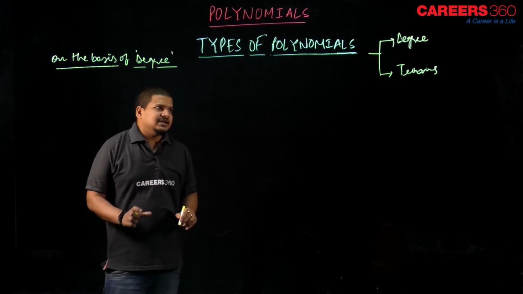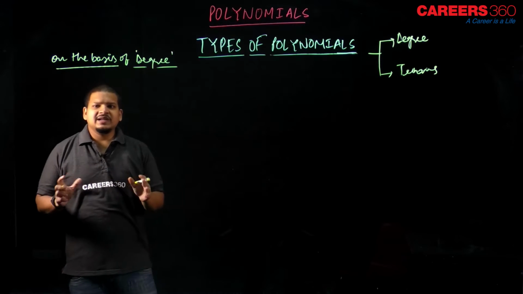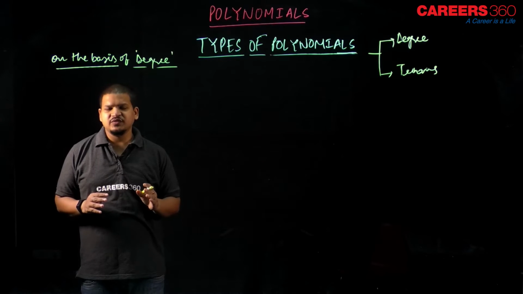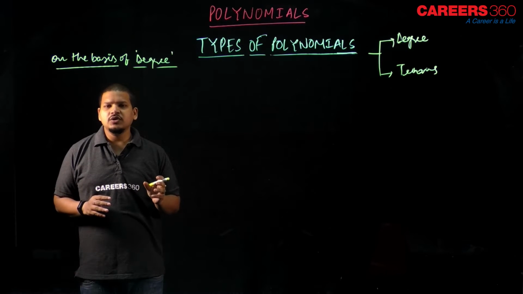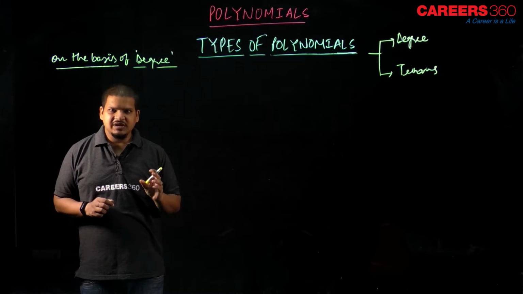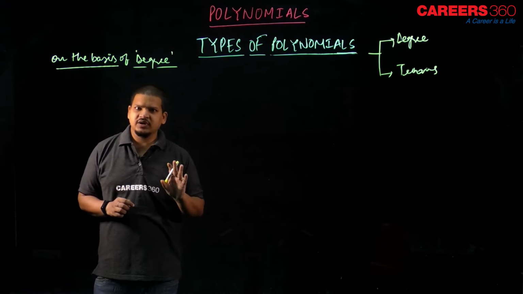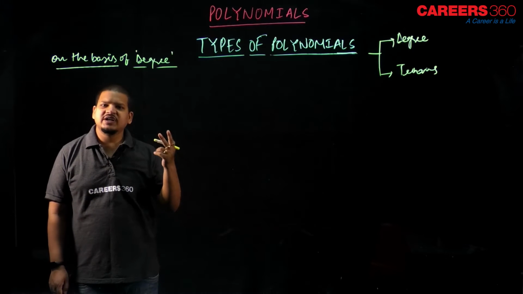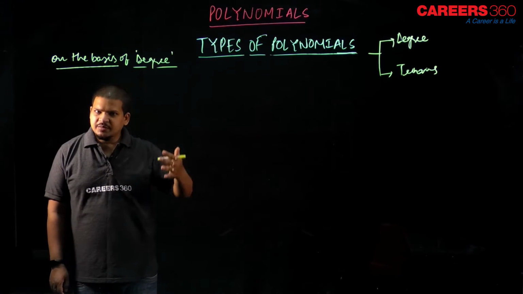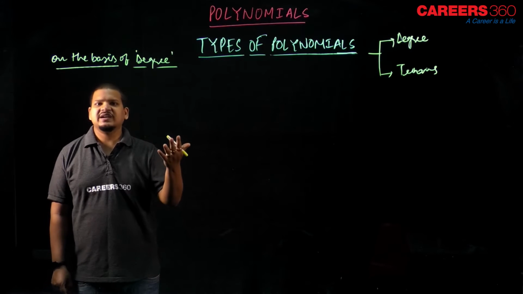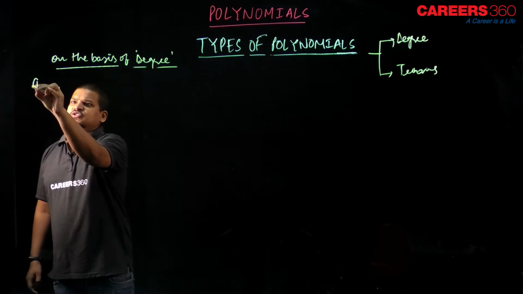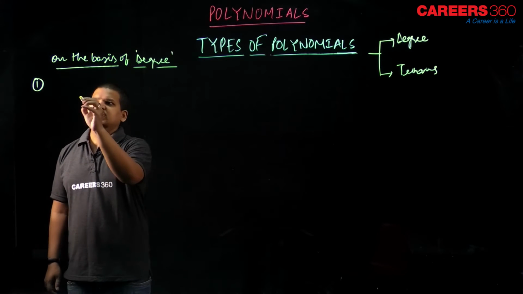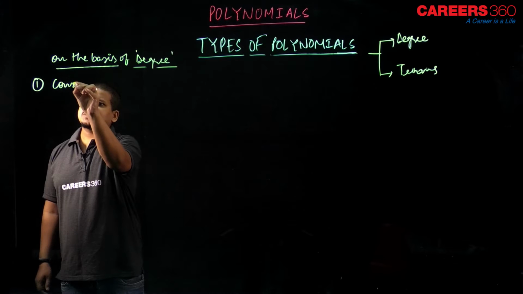Now, if you want to categorize polynomials on the basis of degree, then degree is what? Degree is the highest value of the variable in a polynomial. I hope it is clear to you. So the highest value can be 0, 1, 2, 3, 4, and on the basis of those values only we have categorized the polynomial. First comes the obvious one, that is, if the degree is 0, they are known as constant polynomial.